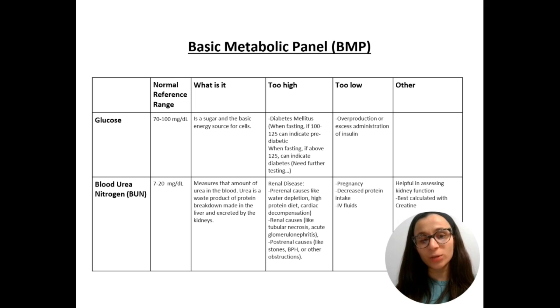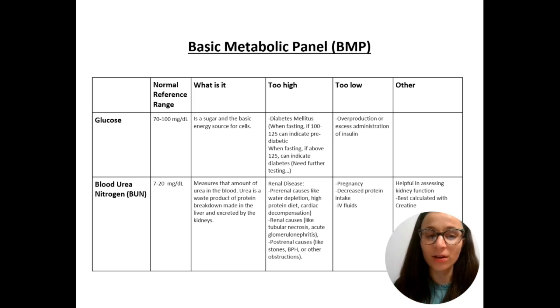Now, urea is a waste product of protein breakdown made in the liver and excreted by the kidney. Why it's important to know what it is, I would say that's the most important thing, to know what this test is, because if you understand what it is, then you'll understand what causes it to be too high and what causes it to be too low.